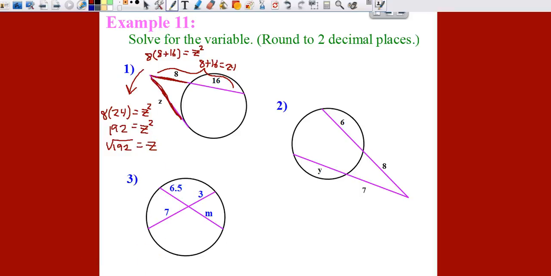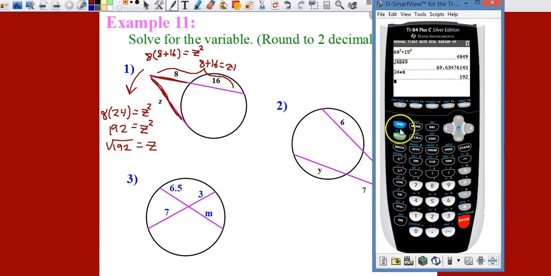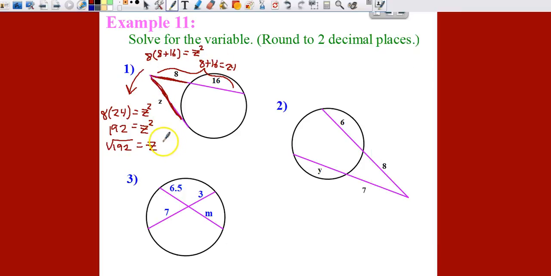And I don't think that's a whole number. It'll be about 13 point something. So about 13.856. So we'll say 13.86. We'll round that 5 up. All right, that's question number 1.